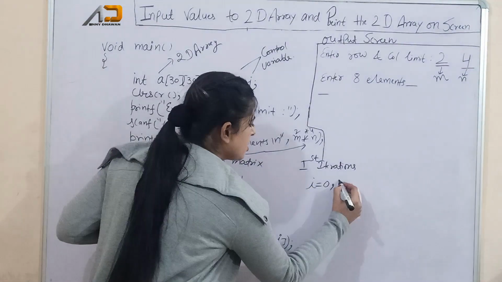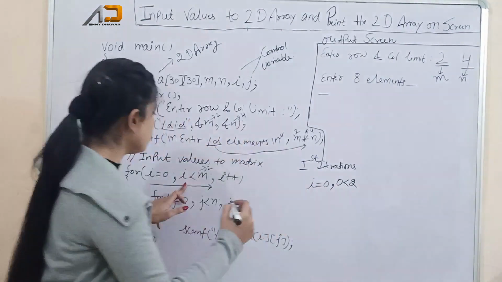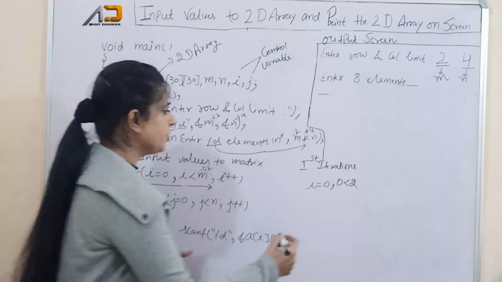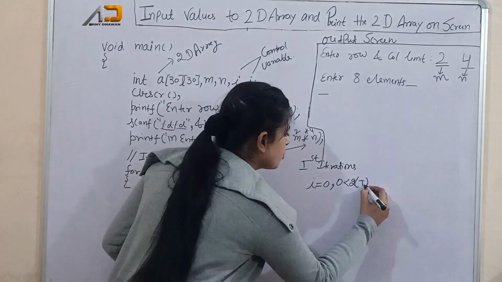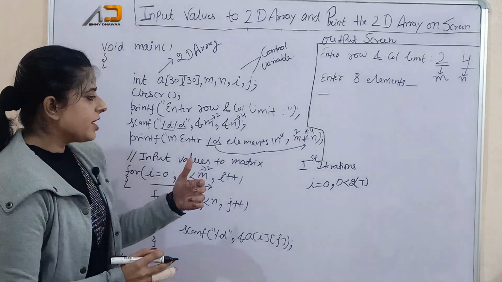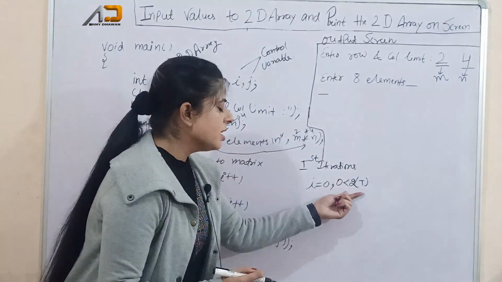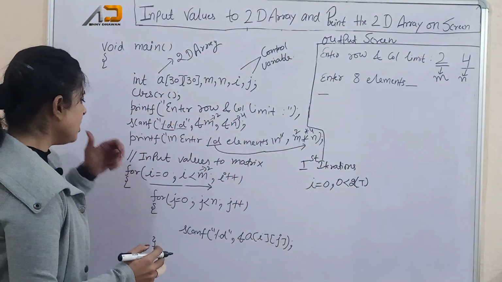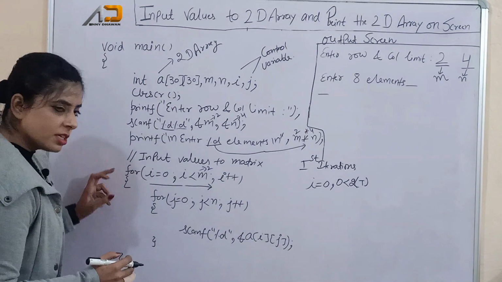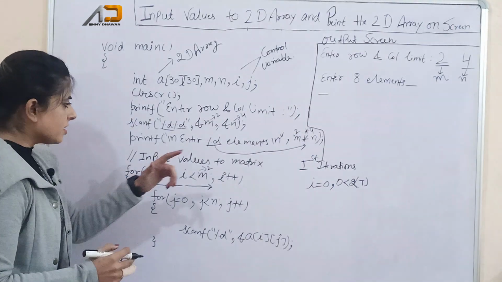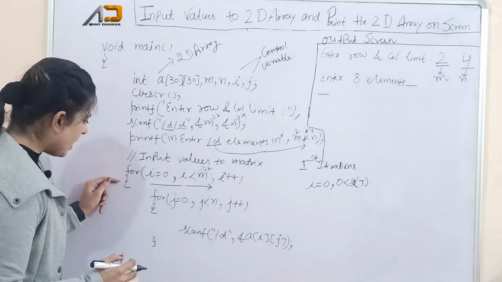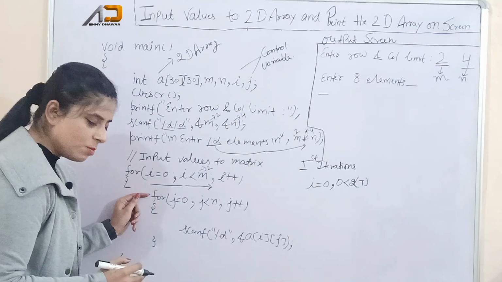So what is the condition here? Is 0 less than 2? Yes, true. This condition is true. And we all know that whenever the loop condition becomes true, the control executes the loop body. In this case, the control enters into this loop body.